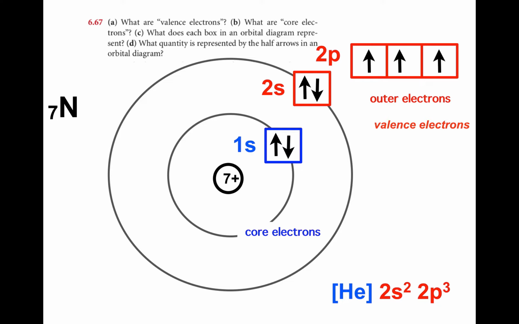What does each box in an orbital diagram represent? Well, a place where electrons can go, 2 electrons per box. What is the quantity represented by the half arrows in the orbital diagram? Again, 2 electrons can fit in a space. So 1 space in the first energy level, 4 spaces in the second energy level.